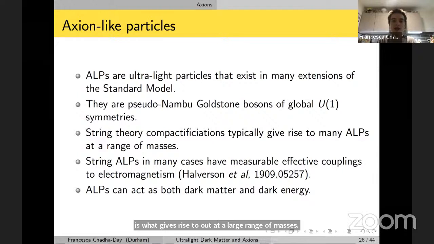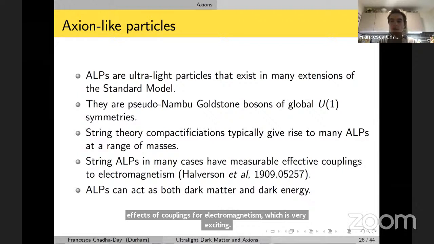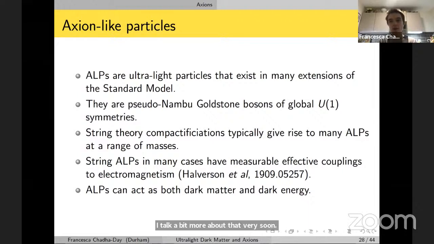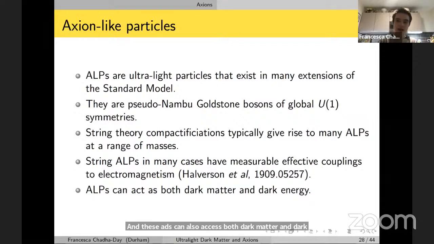And actually, these authors, Halverson et al., have worked out that string ALPs in many cases can have measurable effective couplings to electromagnetism, which is very exciting. I'll talk a bit more about that very soon. And these ALPs can also act as both dark matter and dark energy, following that ultralight dark matter classical field prescription that I described earlier.